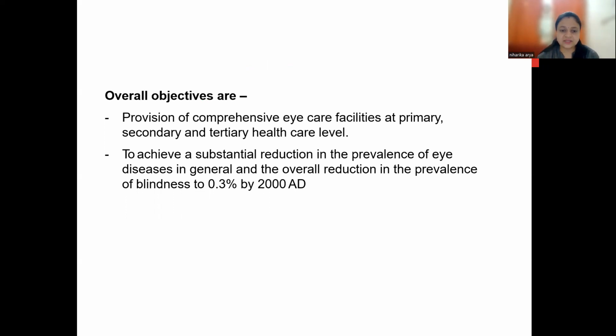And second, to achieve a substantial reduction in the prevalence of the eye disease in general and the overall reduction in the prevalence of blindness to 0.3% by 2000. So these are the objectives of the NPCB: to provide comprehensive eye care facility at primary, secondary, and tertiary healthcare level, and to reduce the prevalence of blindness to 0.3% by 2000.